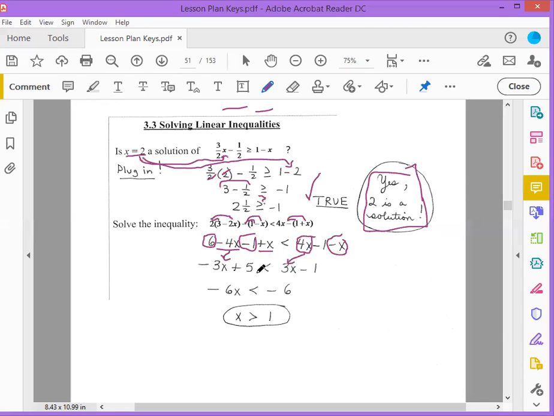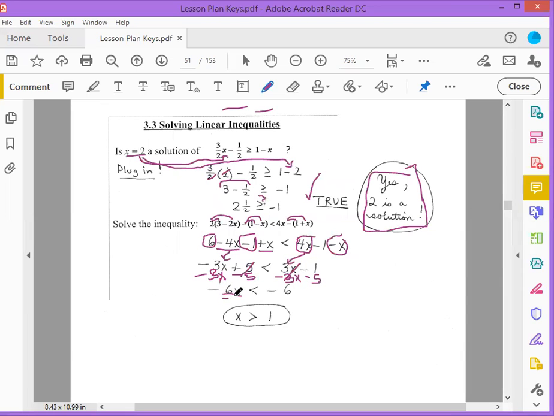So now we're going to subtract 3x from both sides of the inequality. And we're going to subtract 5 from both sides of the inequality. When we do that, the 5's cancel on the left side. Negative 3x minus 3x gives us negative 6x. Carry down our less than symbol. On the right side, the 3x cancels, and negative 1 minus 5 gives us negative 6.